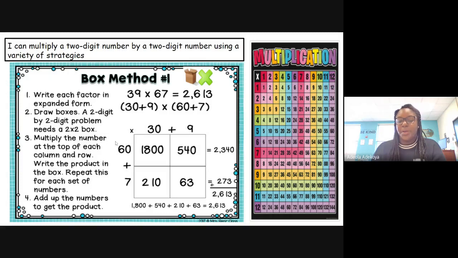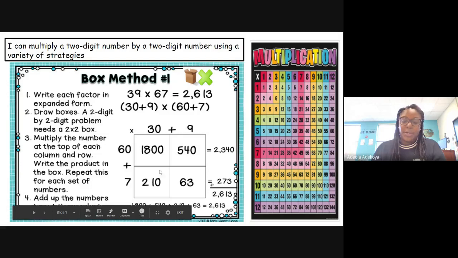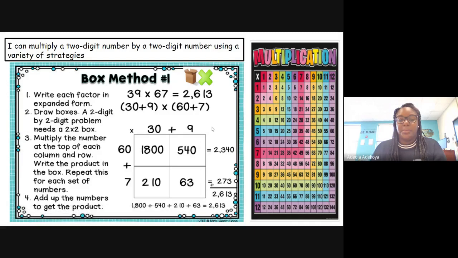So here I'll multiply my 60 by 30 and put it in the first box, and then 60 by 9 and put it in the next box. Then I'll do it again, but this time multiply my 30 by 7 and put it in this box, and then my 9 by 7 and put it in this box. Now, when we do all of that, it's not over yet. We have to add all of these numbers. The addition of all of these products will give us the multiplication we started with.